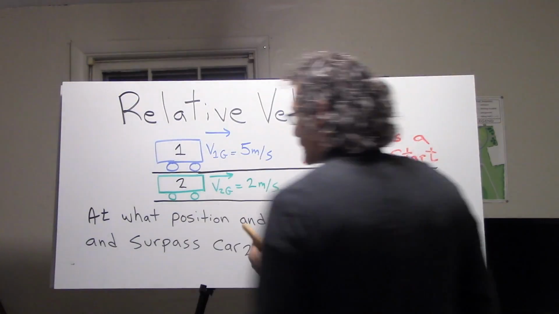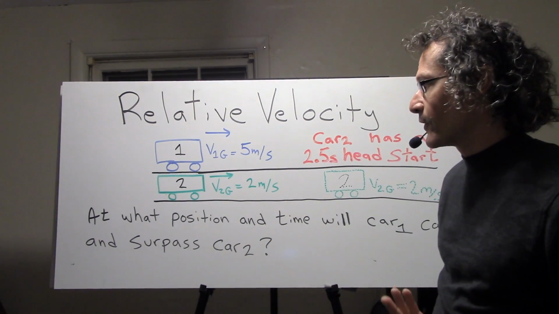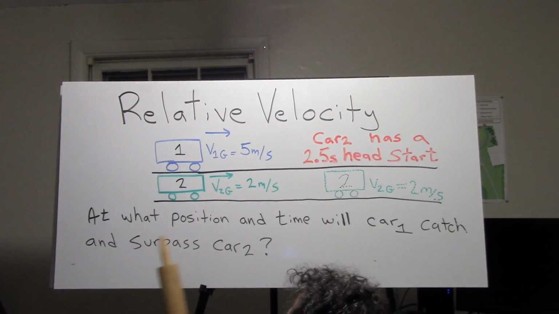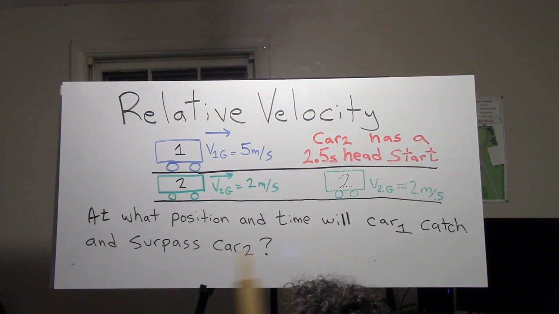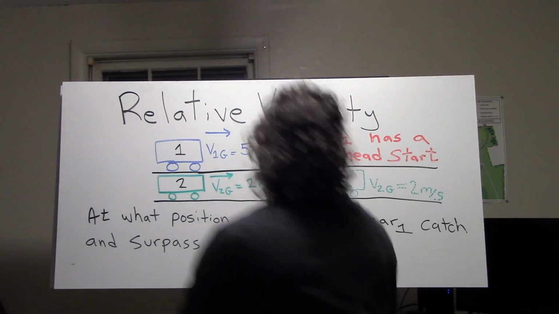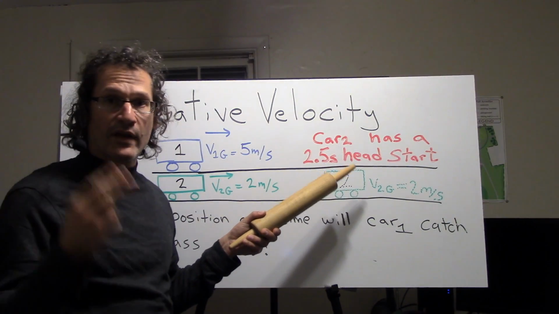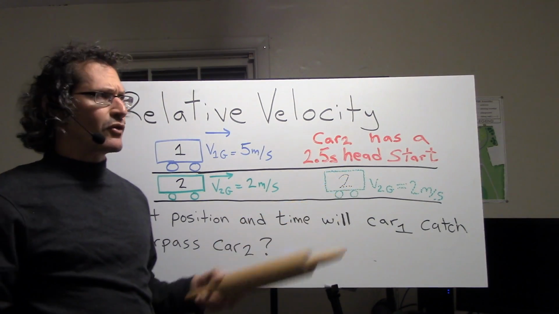So we have a slightly different situation, even though the question is the same. The question is, at what position and time will car 1 catch and surpass car 2? The difference now is that car 2 has a 2.5 second head start. So how do we deal with that?